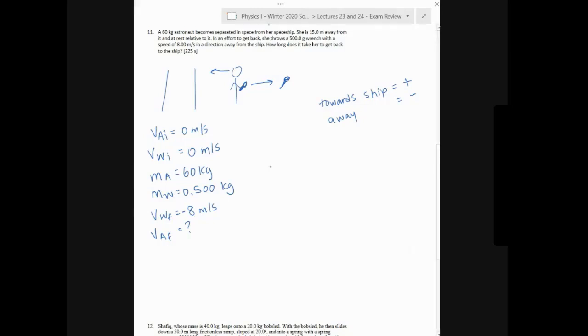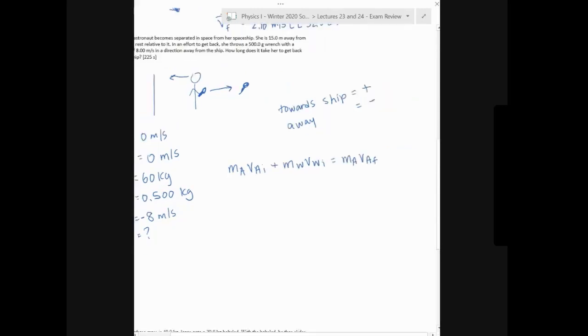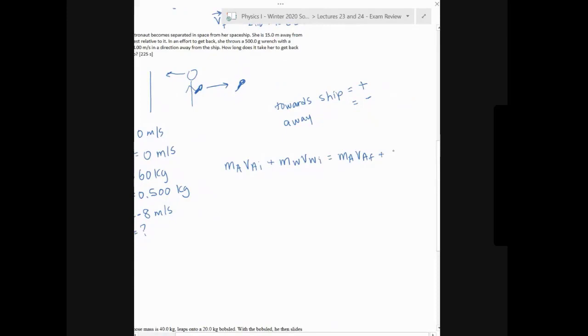So we can say mass of the astronaut times velocity of the astronaut initial, plus mass of the wrench times velocity of the wrench initial, equals mass of the astronaut times velocity of the astronaut final, plus mass of the wrench times velocity of the wrench final. And we're solving for the velocity of the astronaut final. So let's just rearrange now.